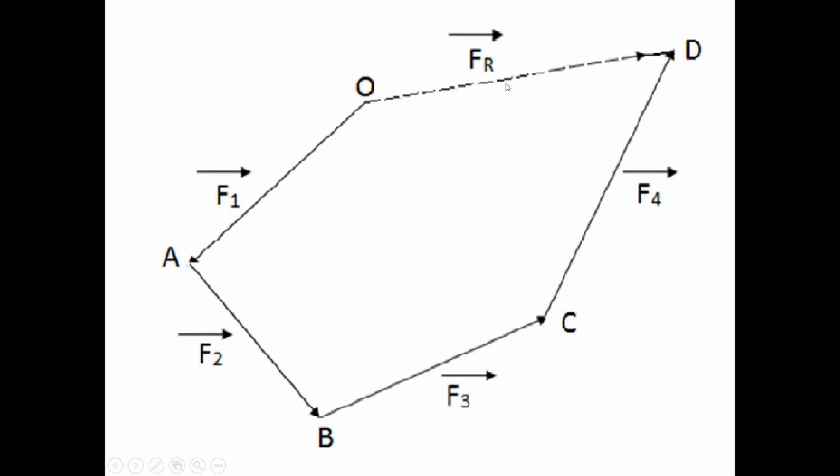The closing side of the polygon taken in the opposite order represents the resultant force of all these forces in magnitude and direction. This we call the polygon law of forces. So this closing side is the resultant force of these four coplanar concurrent forces acting on the rigid body. So please everyone observe this polygon.